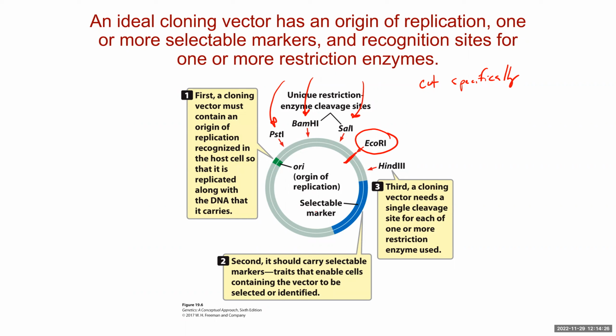It also needs to have some kind of selectable marker. We want to make sure that we can force the cells to have the plasmid. Otherwise, because plasmids are transient, the cell will get rid of them. Usually, the selectable markers are antibiotic resistance, but sometimes it's other things. This allows you to grow the bacteria specifically so that it always has the plasmid and the plasmid cannot be lost.